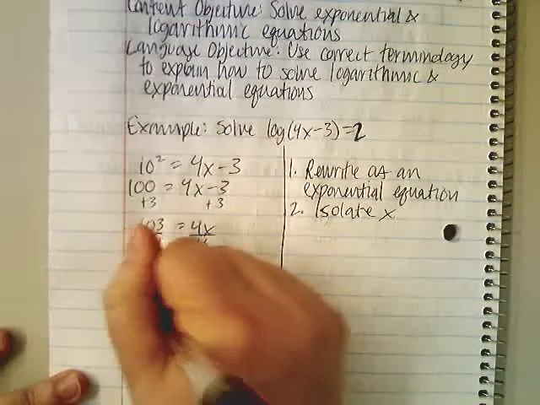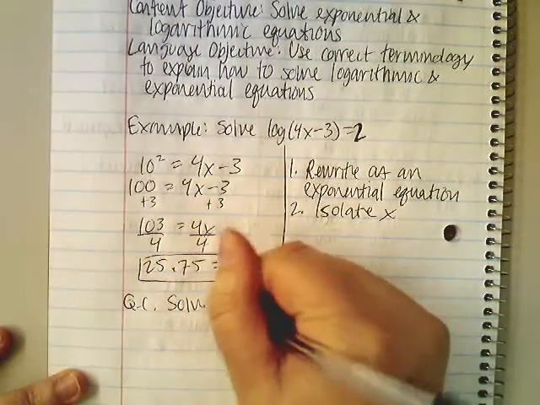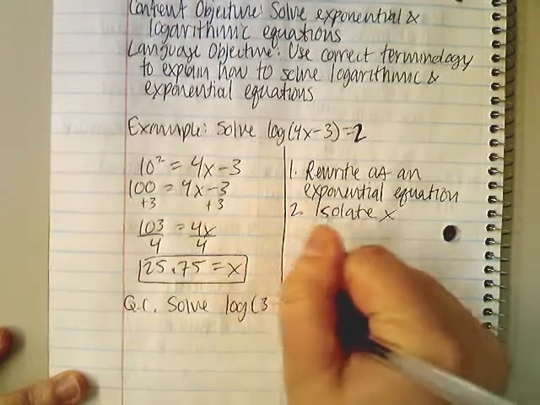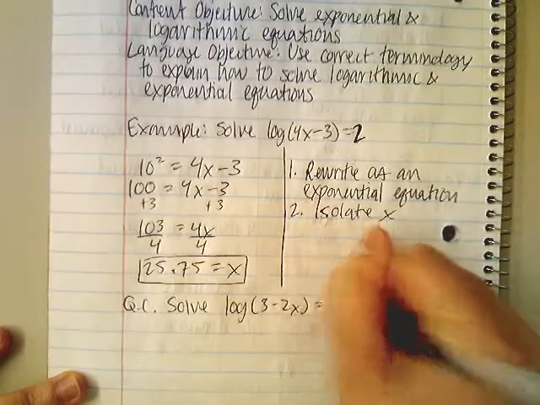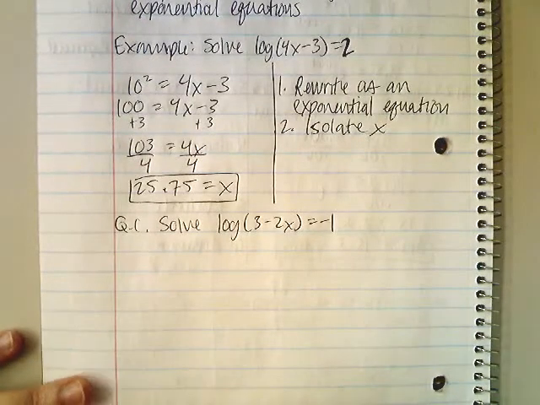So let's do a quick check. I want you to solve log of 3 minus 2x equals negative 1. So try that one on your own now. I'm going to go over it.